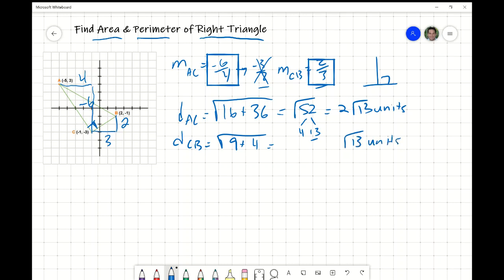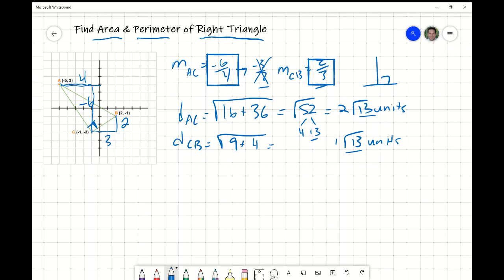All right, so in a moment, we're going to have to add these segments together for the perimeter. Notice that the square root of 13 and square root of 13 are going to allow us to add those two, the 2 coefficient up front and the 1 coefficient, right? So we'll be able to do that in a moment. Let's find the length of AB first.